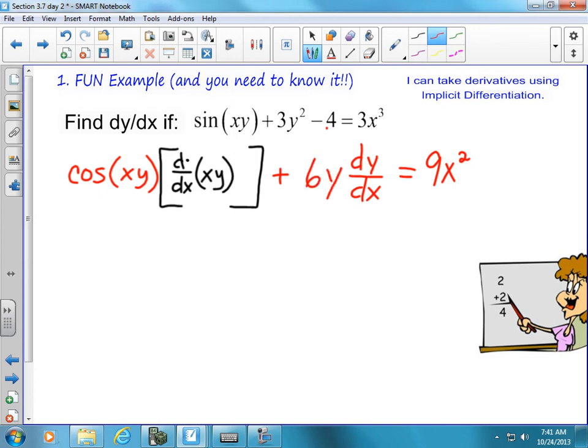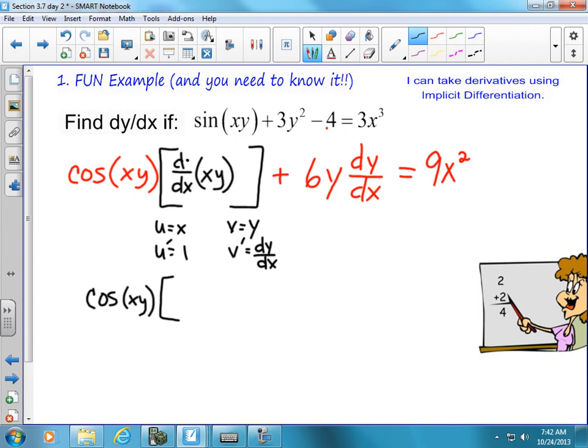All right. Okay, so that looks good so far. Let's look at the derivative of x times y. This is product rule. So u is x, v is y. U prime equals 1. V prime equals 1 times dy dx. All right, so when you write this out, keep it in a bracket because the cosine has to be distributed to both of these terms. So cosine xy, and that's going to be multiplied by x times dy dx plus 1 times y.